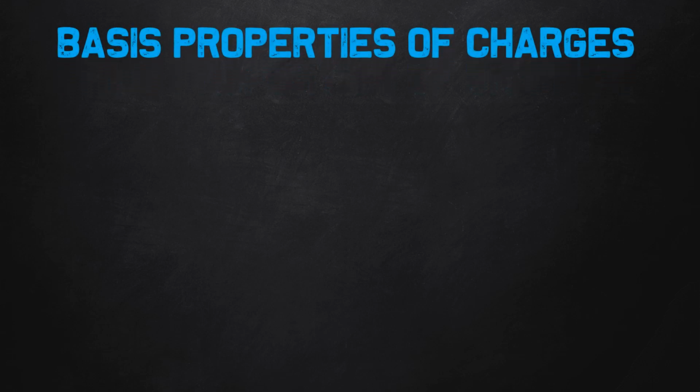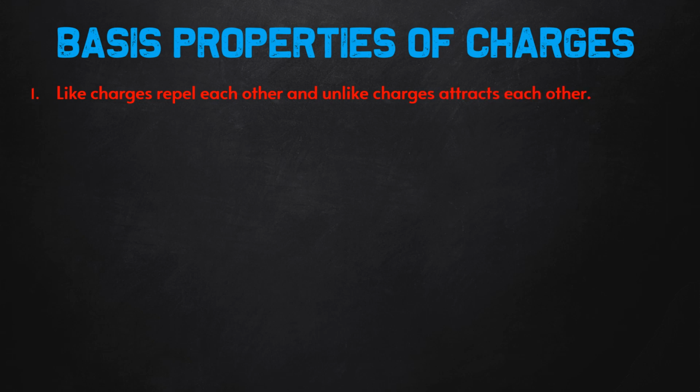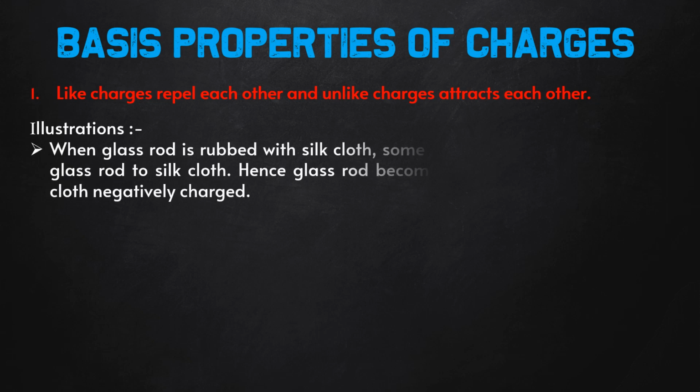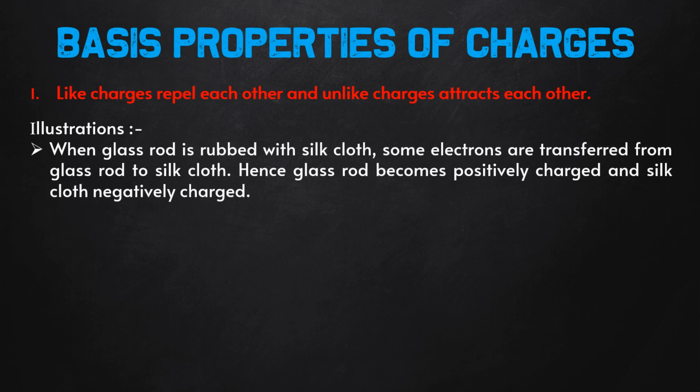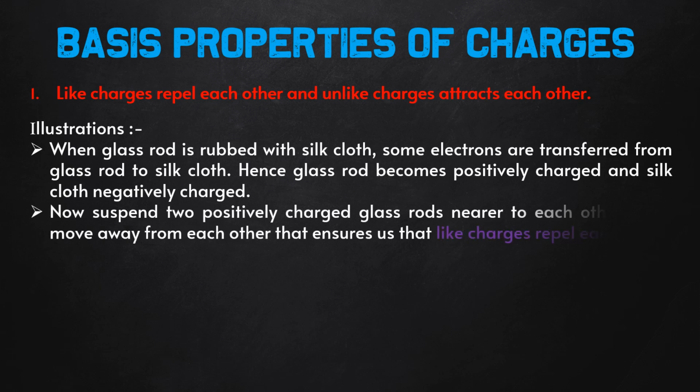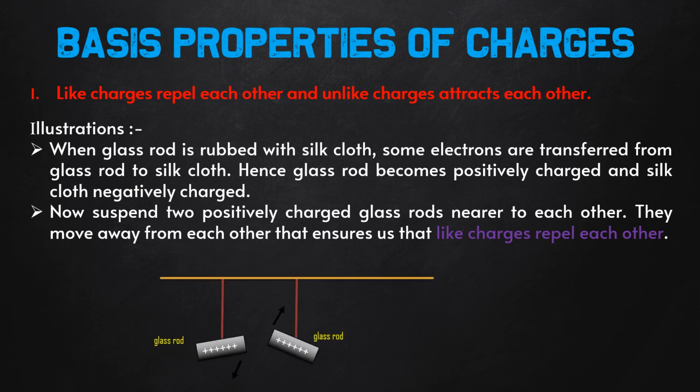We'll discuss basic properties of charges now. Like charges repel each other and unlike charges attract each other. When a glass rod is rubbed with a silk cloth, some electrons are transferred from the glass rod to the silk cloth. Hence, the glass rod becomes positively charged and the silk cloth negatively charged. Now, suspend two positively charged glass rods near each other, and they move away from each other, which helps us understand that positively charged glass rods repel each other.